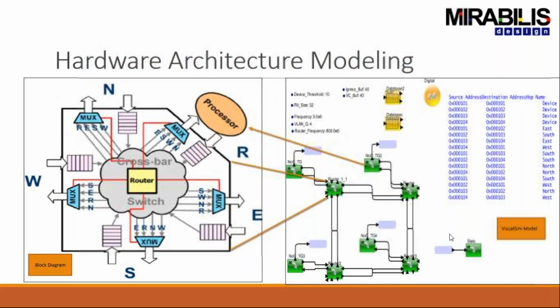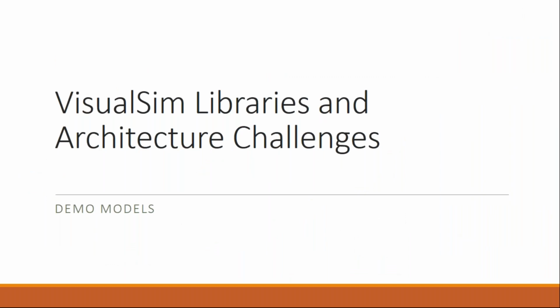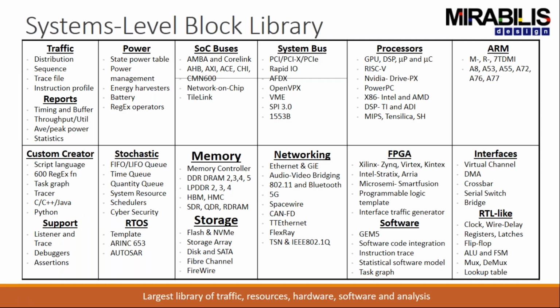So let us take a quick look into the VisualSim libraries and how the architecture challenges can be solved by the library blocks which are provided with the tool. One of the key advantages that we provide the users with is a lot of libraries. The benefit of having such a huge library, around 1,000 library modules, is that almost everything that the user needs is already built in and integrated into the library.